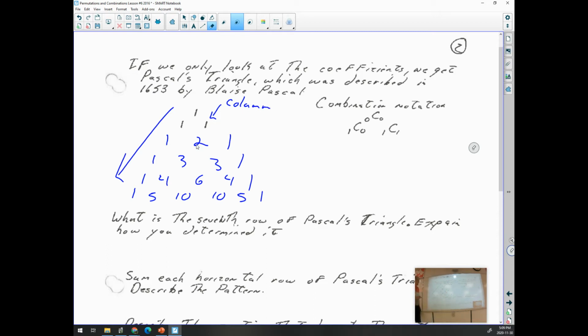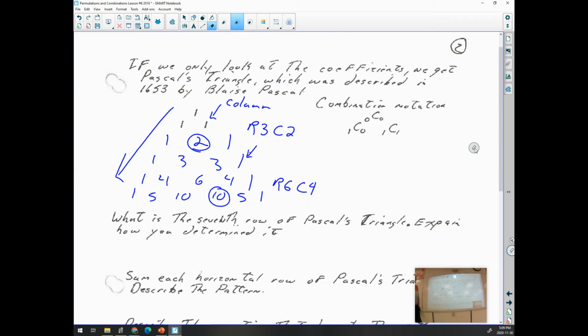Okay, so this position here, this 2 is row 3, column 2. This one down here is row 6, column 4. 1, 2, 3, 4. We don't often use that notation to describe it, but that's how we would describe it if we wanted to.